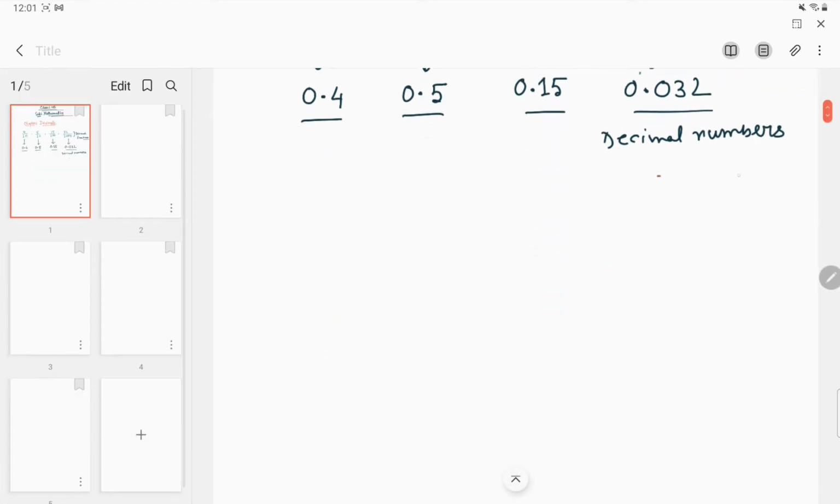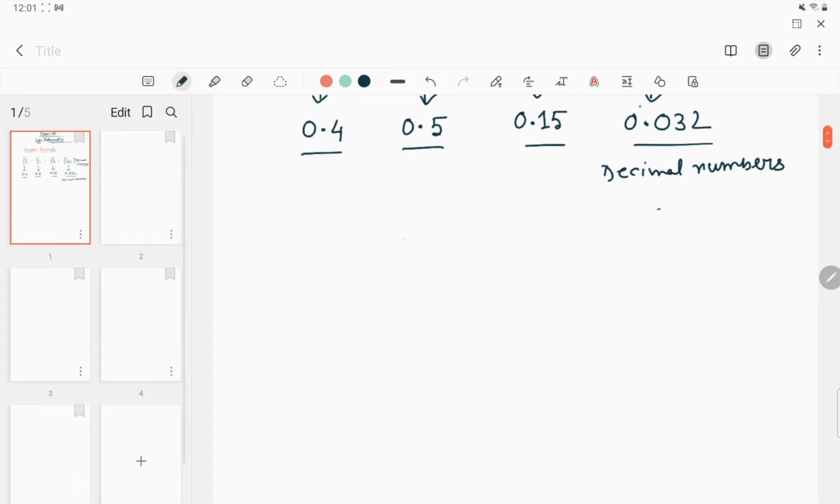Now I am writing a number, that is 24.31. So this is a decimal number. Now the point is, this is a point. This point is known as the decimal point. Okay. This point separates this number into two parts.